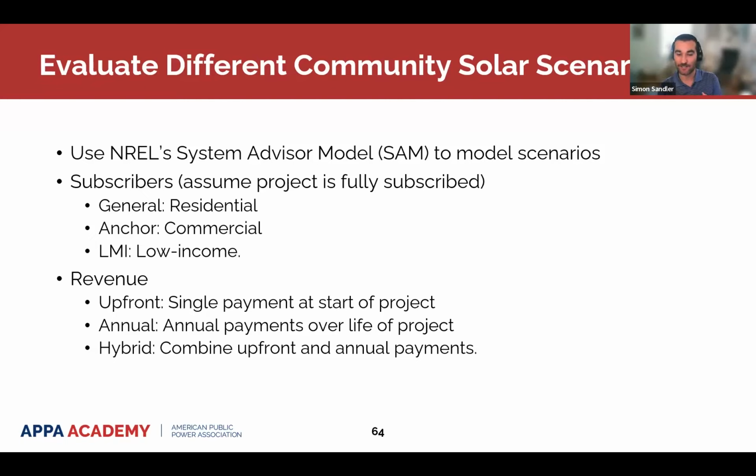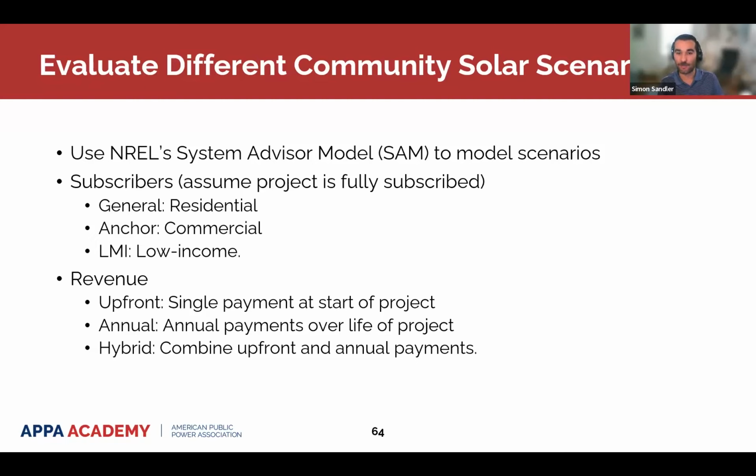The first thing we're going to address is 3 different customer classes, what we've termed general, anchor, and LMI. So general would just be a set of residential customers. Anchor would be what we're assuming would be a commercial customer who is an anchor tenant. And then LMI being a low and moderate income household rate customer class as well. So we're going to look at different combinations of those 3 customer classes and how that changes the economics of the projects as well as the economics to the customers.